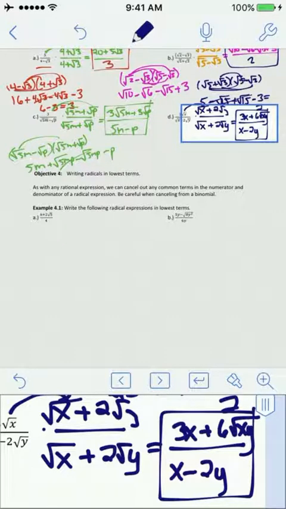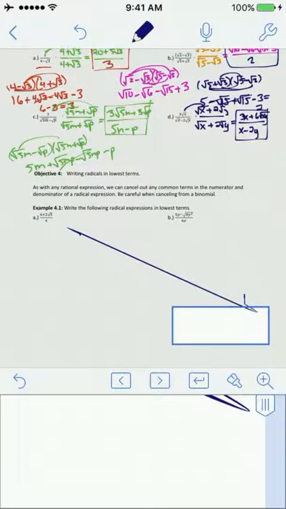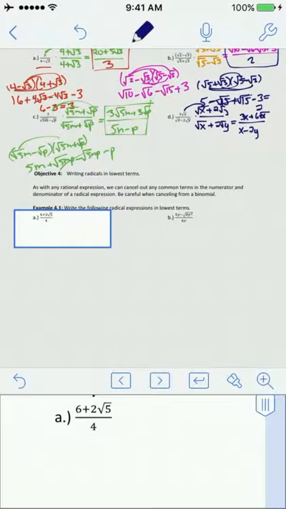Alright, so hopefully conjugates are pretty straightforward, and multiplying them just goes straight off of what we were doing in the beginning of this video, multiplying two things together. The very last thing we're going to talk about is simplifying these radical expressions that have monomials in the bottom. So writing radicals in lowest terms, essentially.